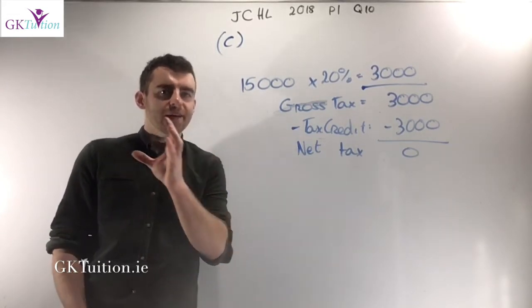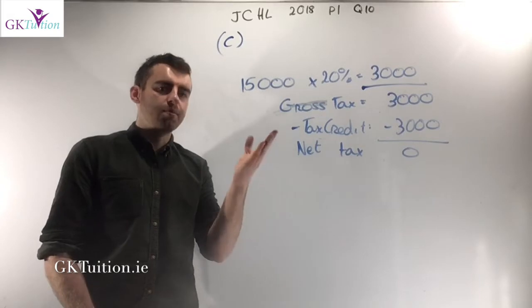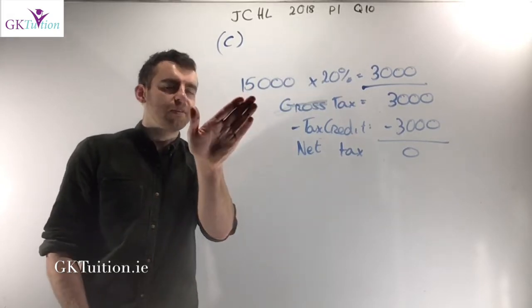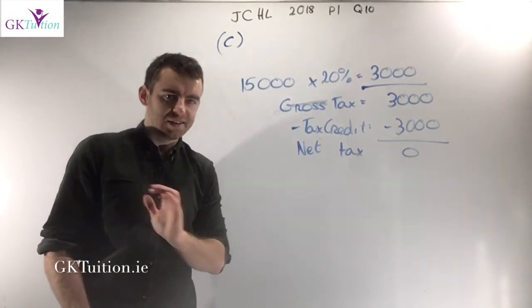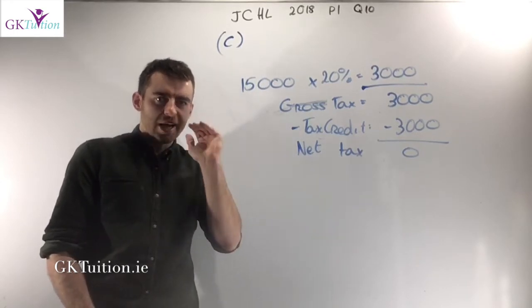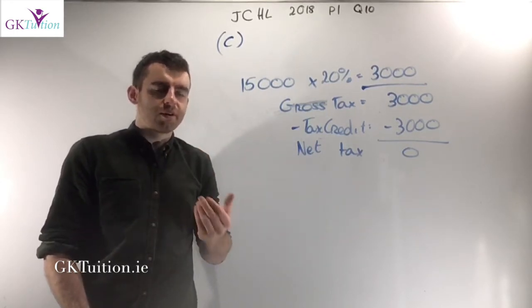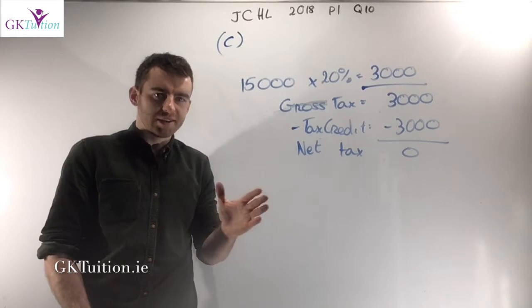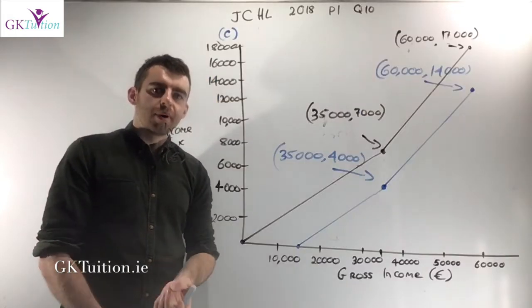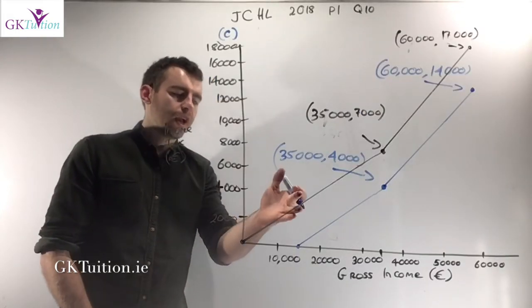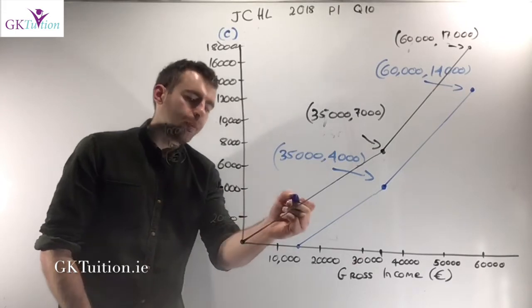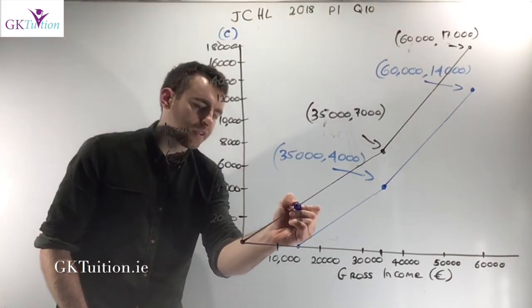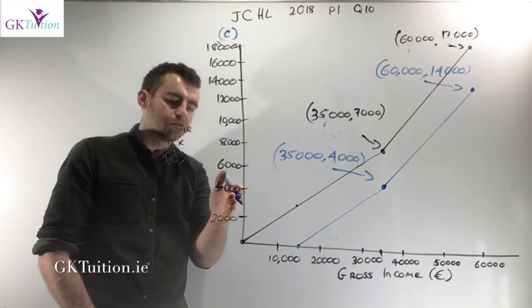So we can now go back to the graph in part B. We can plot that point that if someone earns 15,000, the net tax is 0. So that's going to be a point along the x-axis. And then we can work from there and deduce what's going to happen to the rest of the graph. So in part B of this question, if someone had earned 15,000, they would have paid 3,000 euro in income tax. So roughly you would have had 15,000, 3,000.